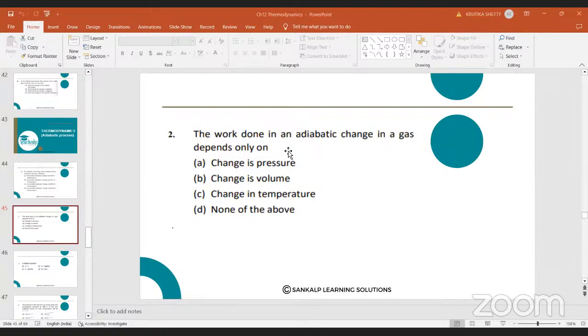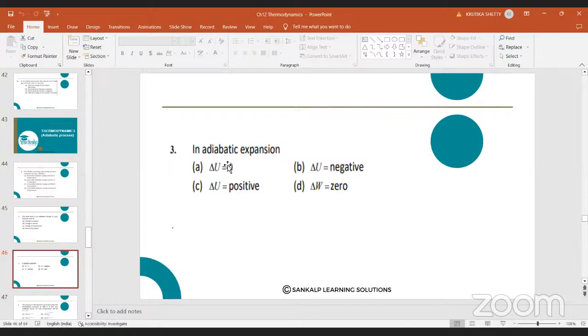In the adiabatic expansion, the change in internal energy is 0, the change in internal energy is negative, it is positive, or it is 0, or work done is 0.